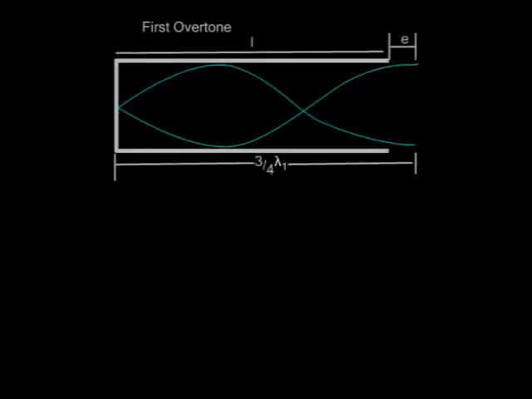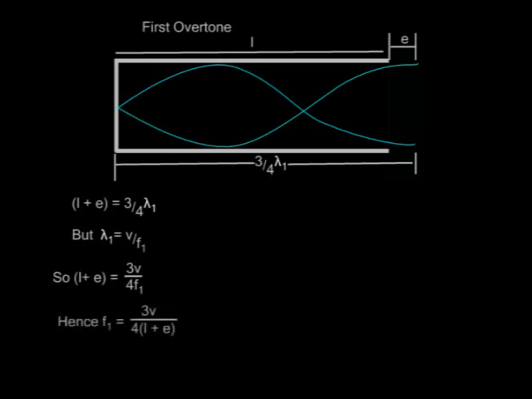First overtone. When air is blown more strongly into the pipe, overtones which are multiples of the fundamental frequency are obtained. The open end is always an antinode while the closed end is a node. From this, L plus E is equal to 3 over 4 lambda 1. But lambda 1 is equal to V over F1. So L plus E is equal to 3V over 4F1.